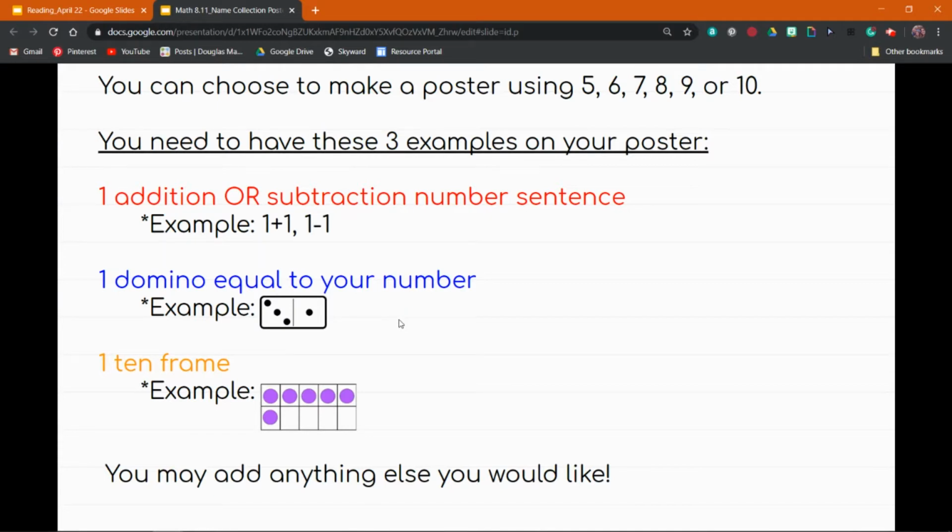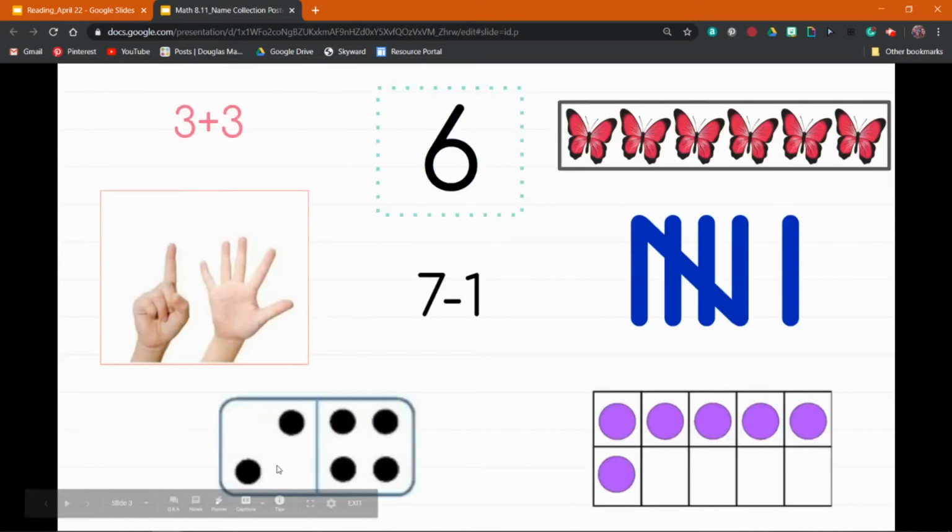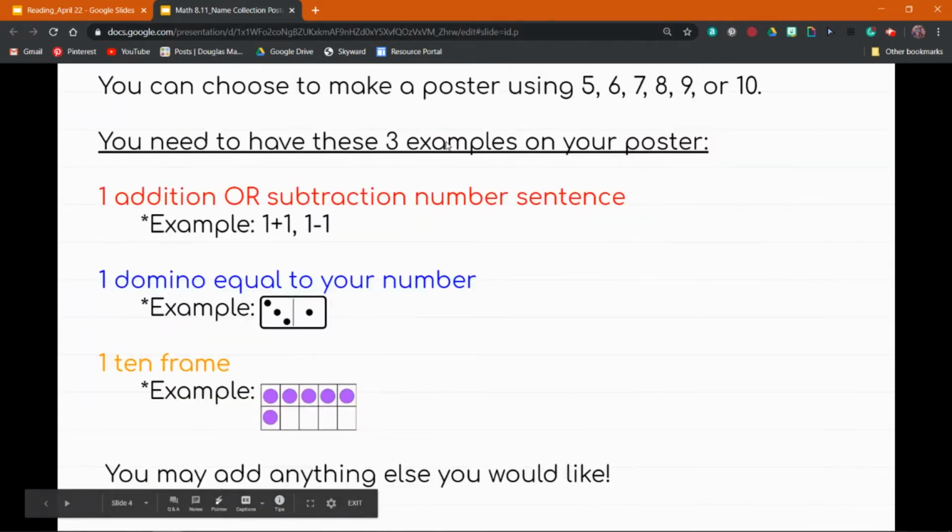The other thing you must include is a domino equal to your number. Okay, so you need to make sure that when you count all the dots on the entire domino, it equals whatever number you choose. So thinking back to the 6, remember, I counted all the dots on this domino. It was equal to the number I chose, which was 6.